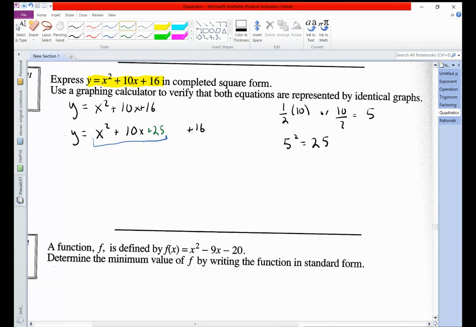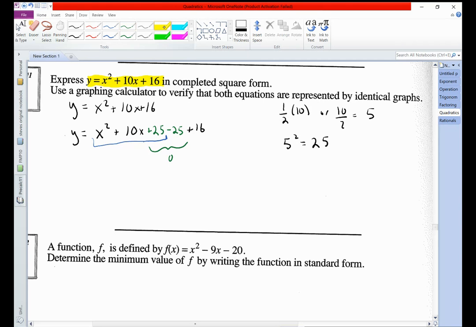However, we just can't go around adding 25 willy-nilly like this. That's mathemagic. So what you have to do is, if you're adding a 25, you have to subtract a 25 as well, because then plus 25 minus 25 equals 0. We're not adding anything extra to this trinomial, right? We're not just creating a 25 out of nowhere. We've actually countered it with a negative 25.